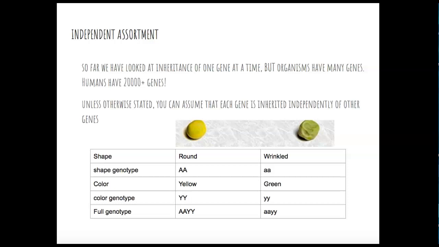So if an individual is round and yellow, it's going to have the dominant genotype as well as the dominant phenotype. An individual who is wrinkled and green will have a homozygous recessive genotype for both of those characteristics. So in this case, a round yellow pea would have a full genotype, for example, of big A, big Y, and a pea that is wrinkled and green would have a genotype of little a, little y.